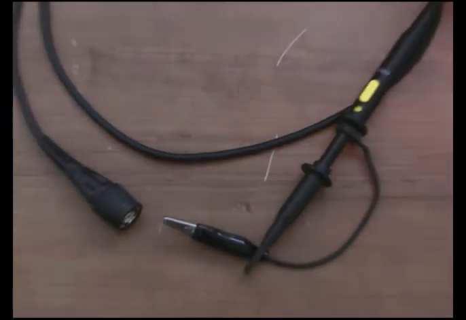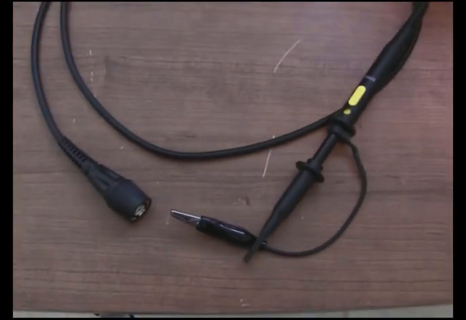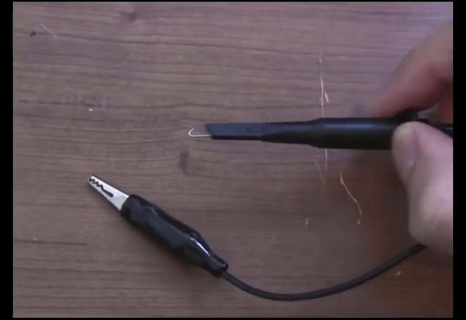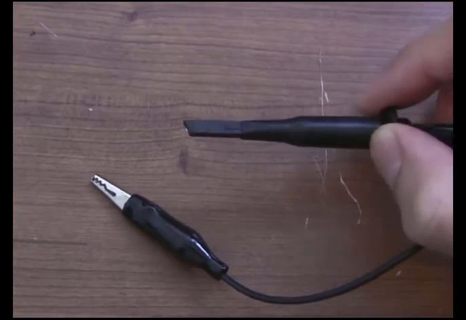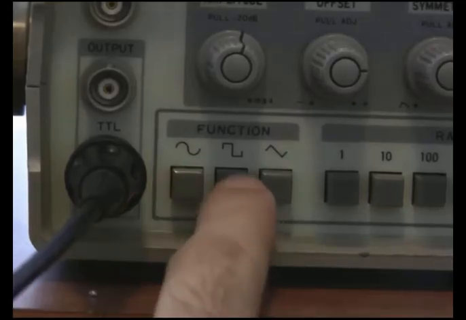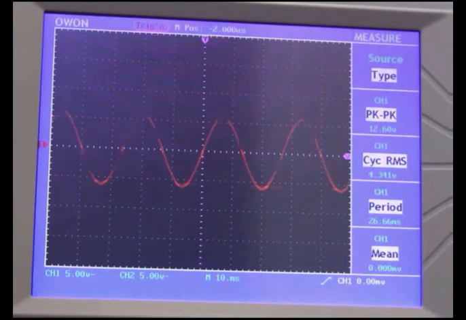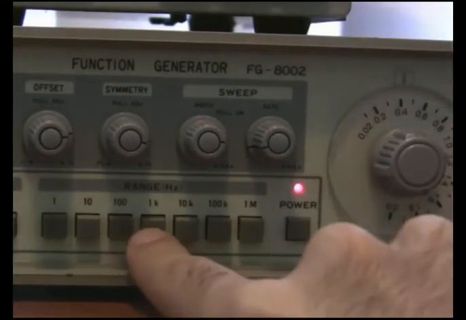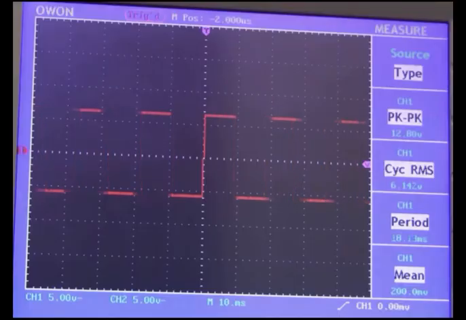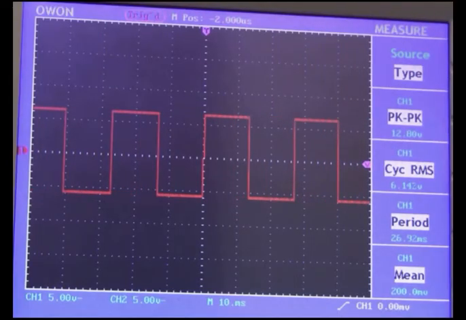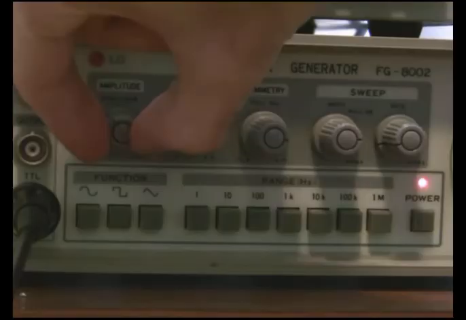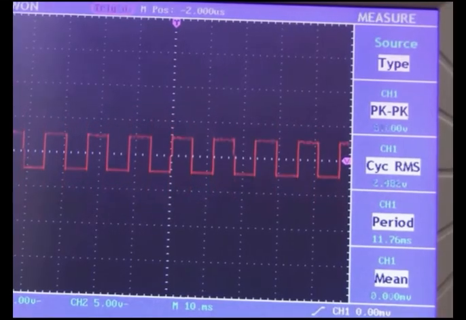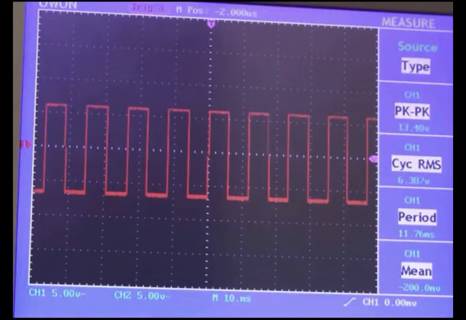I'm going to use an oscilloscope probe here because I found that they work really well for this sort of thing. The voltage waveform will appear on the probe's tip. Now you can switch between waveforms at the push of a button. Changing the frequency of the waveform is easy too. Just use this dial and the appropriate frequency range buttons. You can also change the amplitude of the wave. And you can give it a DC offset like this.